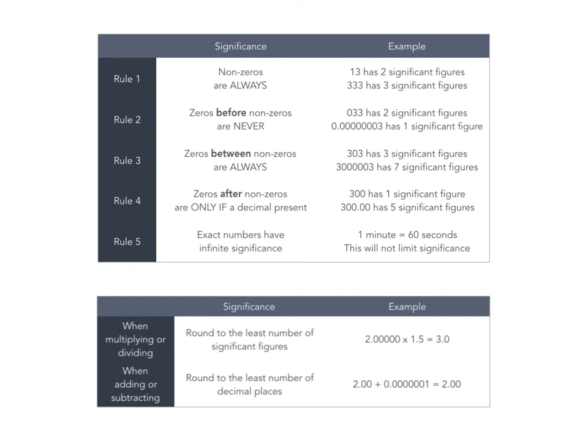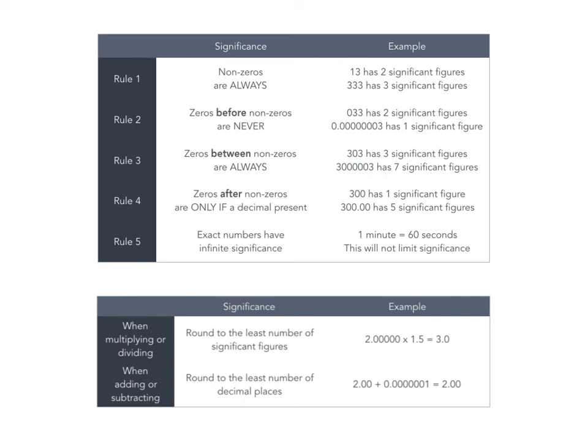The manner in which precision is conveyed in measurement is through significant figures, the very numbers that are written when portraying the value of the measurement. Non-zeros always carry significance, but zeros before non-zeros are never significant. Zeros in between non-zeros are always significant, but zeros after non-zeros are significant if and only if there is a decimal present. Finally, exact numbers do not affect significance.